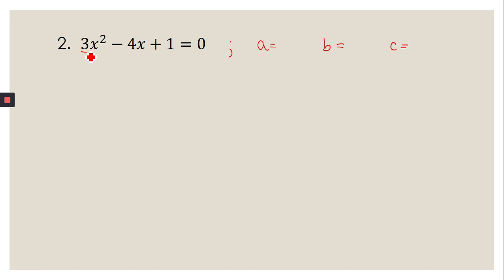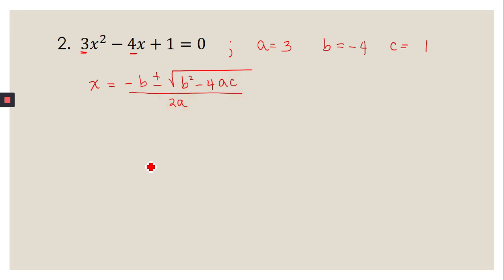Your A is 3. Your B is negative 4, sorry, you don't include x. C is 1, right? And then the formula is x is equal to negative b plus minus the square root of b squared minus 4ac all over 2a. Okay, then we are going to plug in your a, b, and c to the formula.